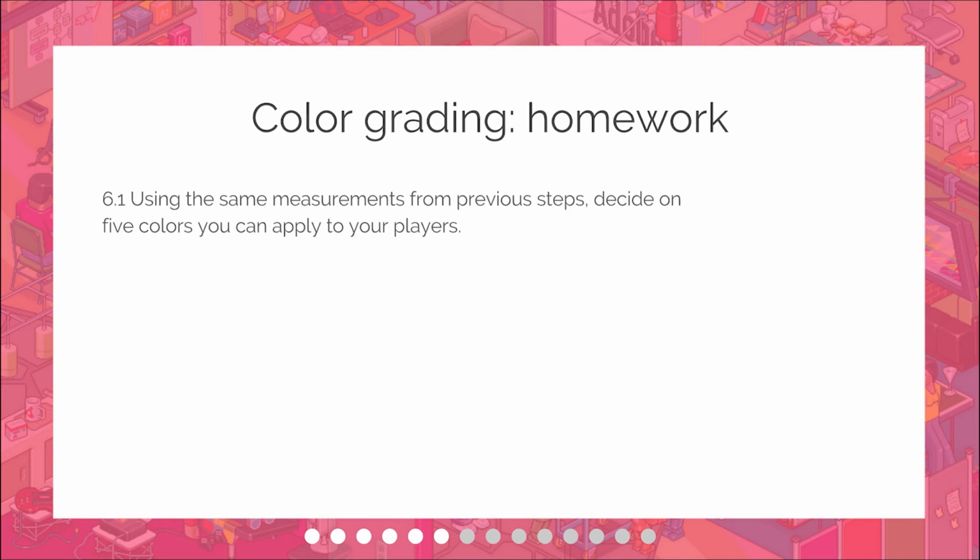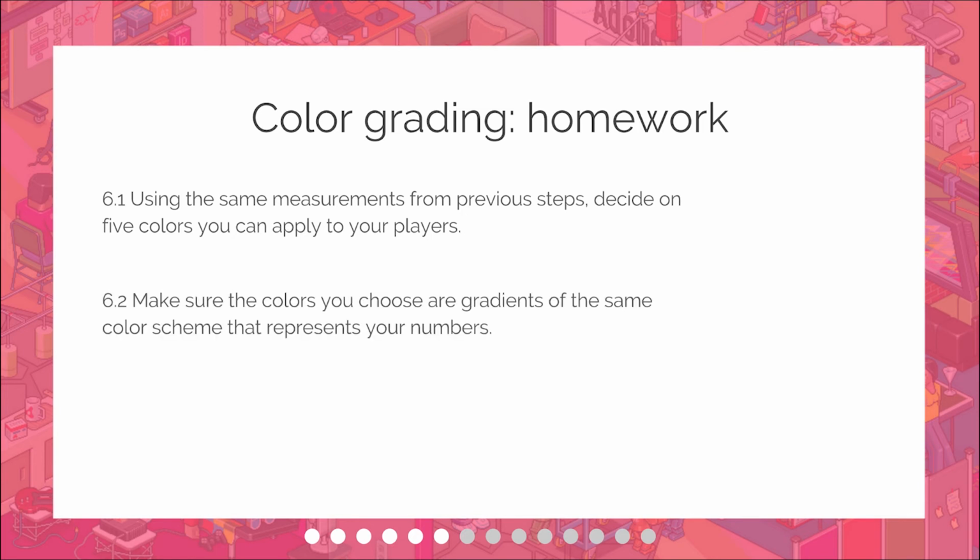Here is your colour grading homework. Step 1. Using the same measurements from the previous steps, decide on 5 colours that you can apply to your players. Step 2. Make sure the colours you choose are gradients of the same colour scheme that represent your numbers. So that essentially means just make sure your colours match. Make sure they naturally fade from one colour into another colour. Don't just randomly pick colours like jumbled up crayons, because jumbled up colours won't indicate a flow of data from best to worst. And step 3, apply your colour scheme to each of your players.